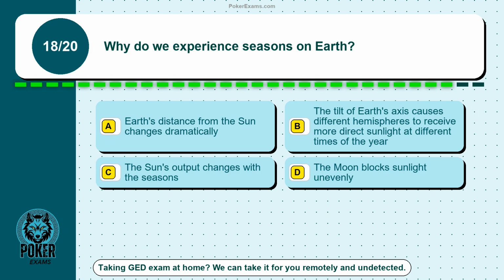Question 18. Why do we experience seasons on Earth? Option A. Earth's distance from the Sun changes dramatically. Option B. The tilt of Earth's axis causes different hemispheres to receive more direct sunlight at different times of the year. Option C. The Sun's output changes with the seasons. Option D. The Moon blocks sunlight unevenly.